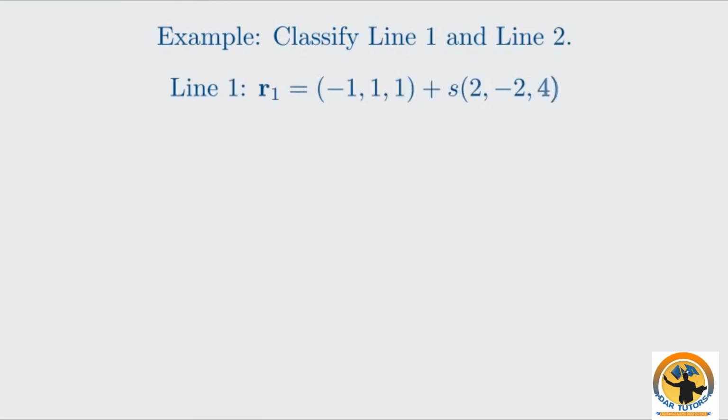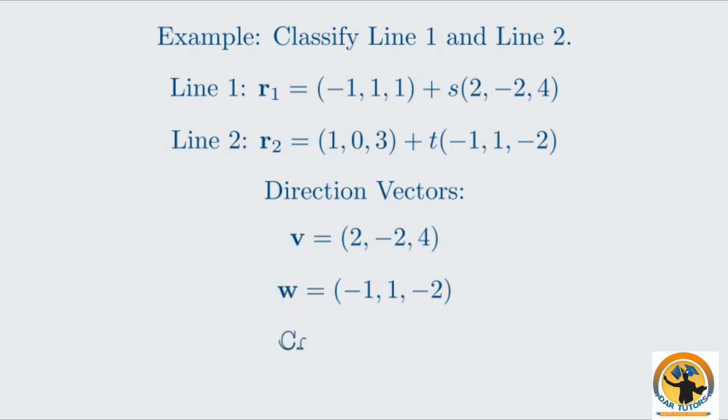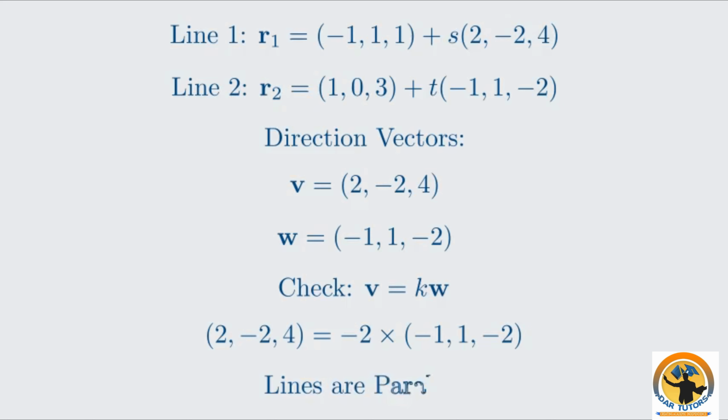Consider line 1 with direction vector v equals (2, minus 2, 4), and line 2 with direction vector w equals (minus 1, 1, minus 2). Step 1. Check for parallelism. We can see that the direction vector of line 1, (2, minus 2, 4), is equal to negative 2 times the direction vector of line 2, (minus 1, 1, minus 2). Since one is a scalar multiple of the other, the lines are parallel.